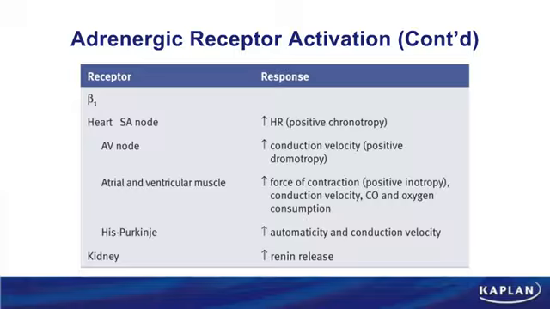Now, while most folks are aware that beta-1 receptors are found on the heart, make sure that you remember that beta-1s are also found in the kidney. They're found on JGA cells, where stimulating beta-1s causes renin release. Don't forget the other action of beta-1s on the kidney.